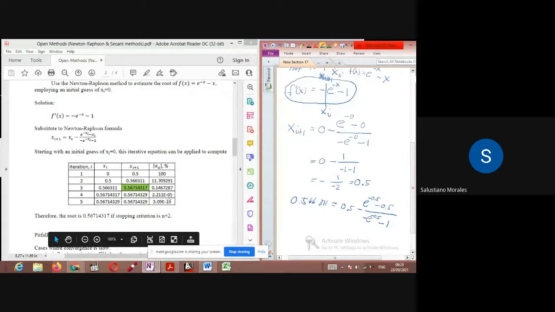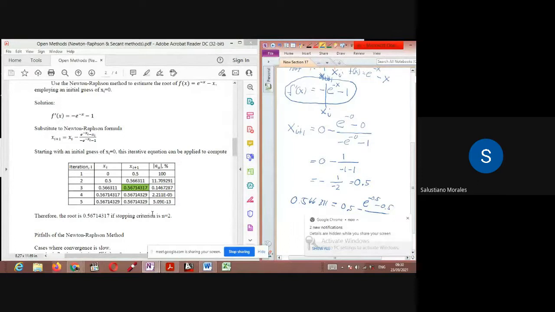Now you can see here that the relative approximate error in absolute value is already very, very small, okay? In iteration number 4, we have already 2.21 times 10 raised to negative 5. So meaning, there are four zeros, 0.00002 something percent. While in the fifth iteration we have already 12 zeros after the decimal.